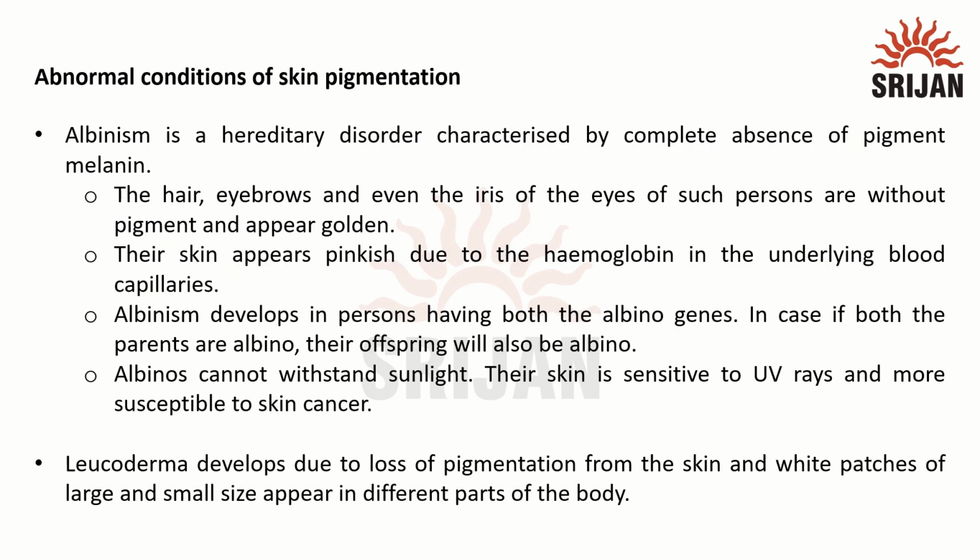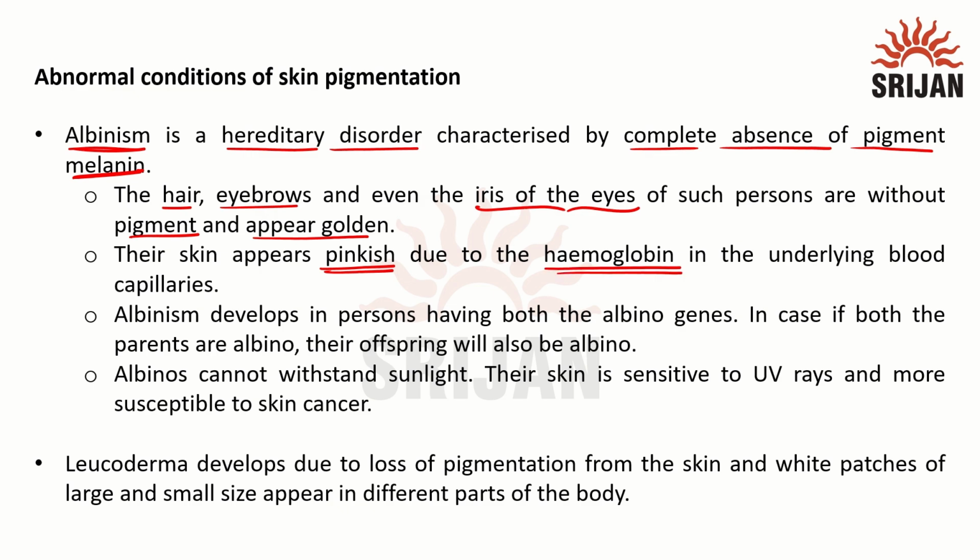Now, among the abnormal conditions related to skin pigmentation, one is albinism. Albinism is a hereditary disorder characterized by complete absence of pigment, that is melanin. If we observe such people, the hair, eyebrows and even the iris of the eyes are without pigment and appear golden in color. Their skin appears pinkish because of the underlying blood capillaries carrying the hemoglobin pigment.